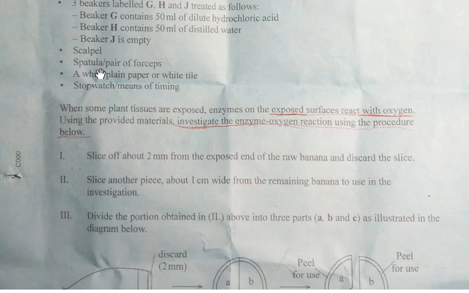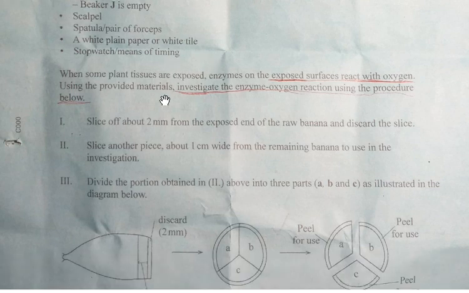Scalpel, a spatula or a pair of forceps, a white plain paper or white tile, stopwatch, or any means of timing. Next, when some plant tissues are exposed, enzymes on the exposed surfaces react with oxygen. Using the provided materials, investigate the enzyme oxygen reaction using the procedure below.